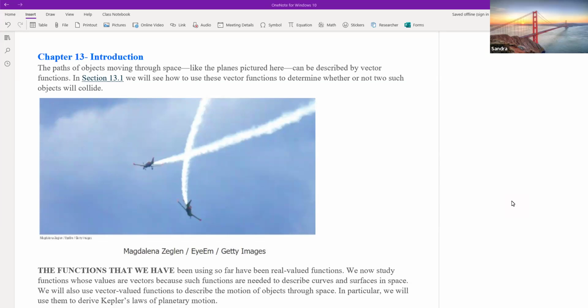The path of objects moving through space, like the planes pictured here, can be described by vector functions. In section 13.1, we will see how to use these vector functions to determine whether or not two such objects will collide.